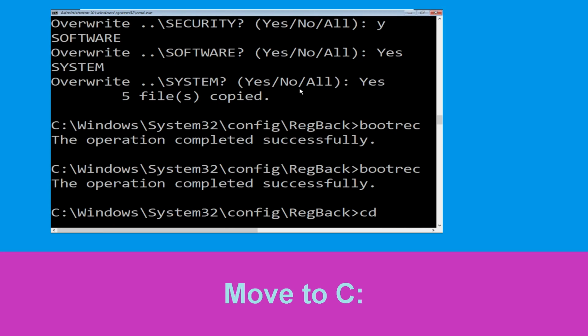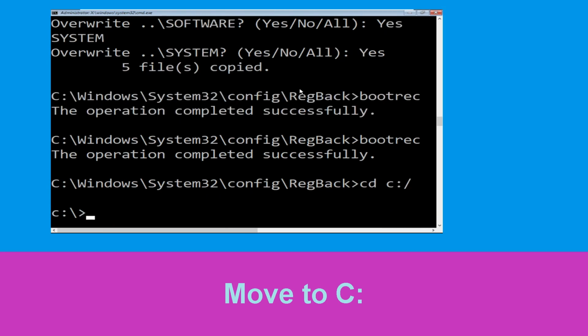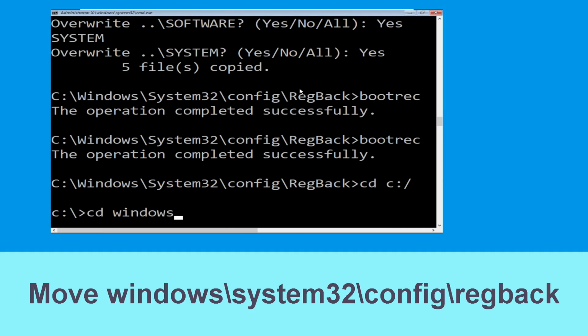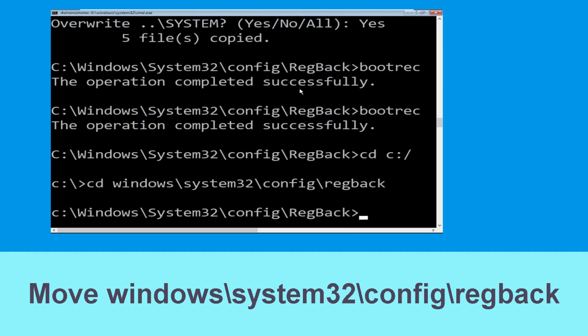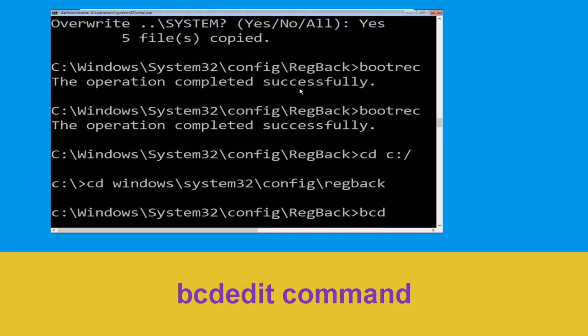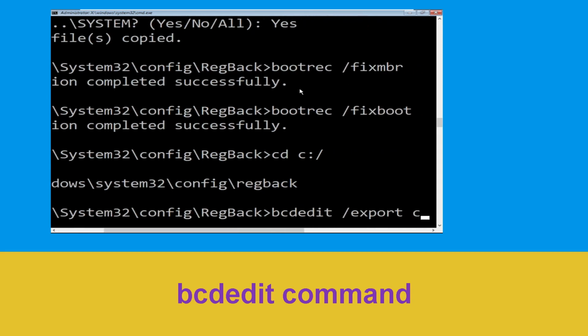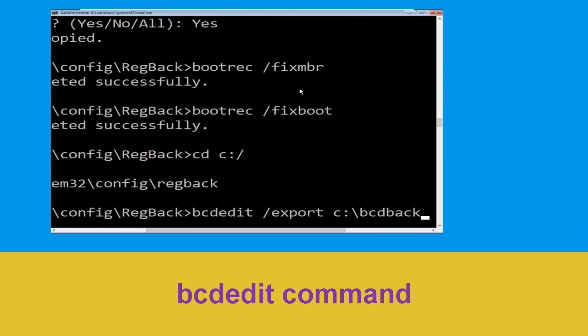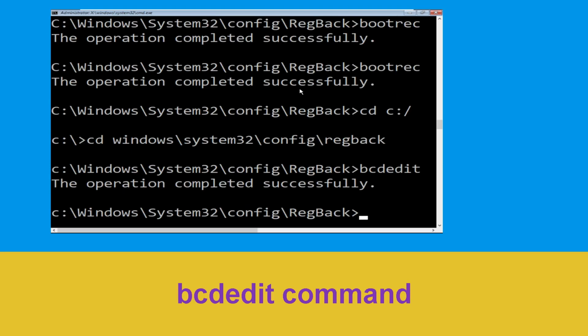Now type cd c:\ and simply hit enter. Let's execute this command. Type cd windows\system32\config\regback. Then simply we need to hit enter to execute this command. Now execute this command. Type bcdedit /export c:\bcdbackup and simply hit enter to execute this command. Then move to the next one.